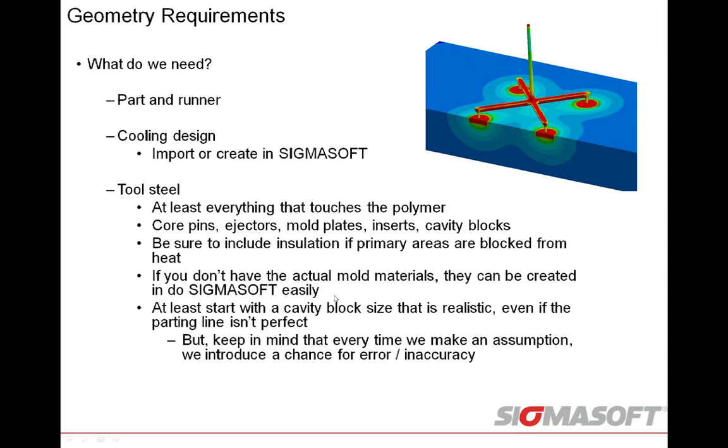And at least start with, so if you don't have all this geometry, at least start with a cavity block size that's realistic. So even in the simulation, if I don't have all this geometry, at least what I can do is take and just create a block of steel or a block of H13 or S7 or P20 or beryllium copper, some sort of material, we have a large database of materials. At least put that around the cavity and simulate that. So we know how far it is from that cavity through that steel to the outside, which is your ambient air condition. But again, keep in mind, every time in simulation we make an assumption, we introduce a chance for error and inaccuracy.